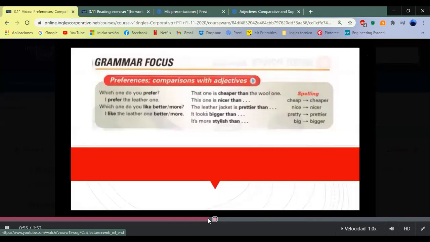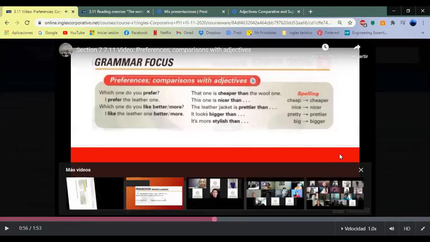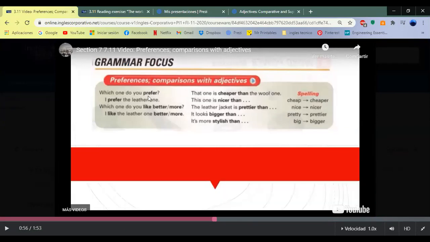Okay, so that's the video that we have about comparatives or comparisons. So you can see that here we have these questions. The first one that says, which one do you prefer? And the second one that says, which one do you like better? Or which one do you like more? Okay, and when we are answering those questions, we can say, I prefer, and then you say the option that you like the most, or I like, and you say what you like the most, okay? So you can see here that there are some examples.